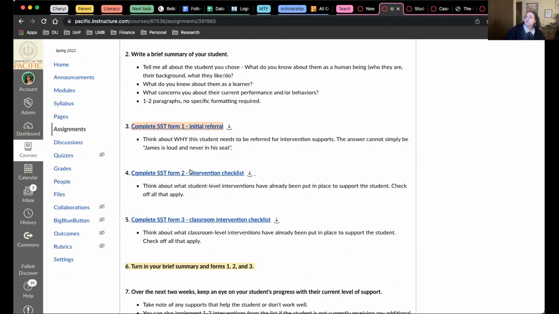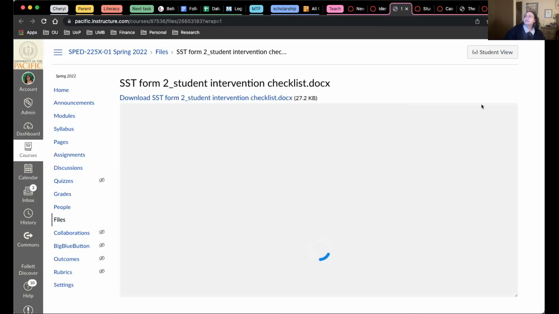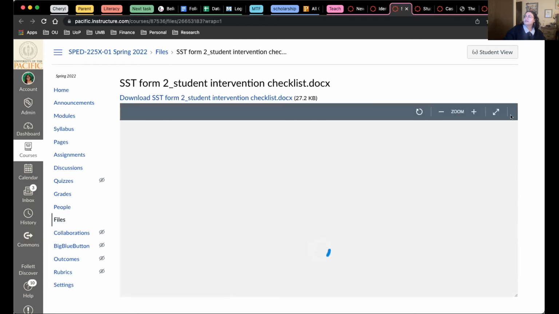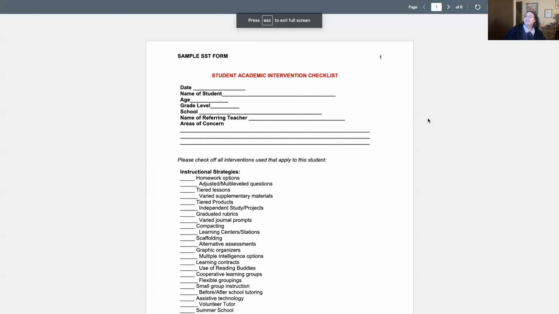Form 2. For Form 1, think about why the student needs to be referred for intervention supports. The answer cannot simply be, he's loud, he's never in a seat, he's the worst. That's not how we identify kids. That's just kids being kids sometimes. So you definitely want to make sure you have that set.